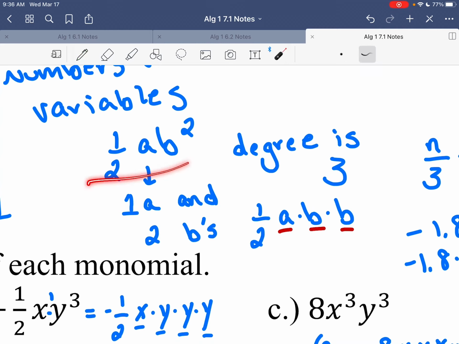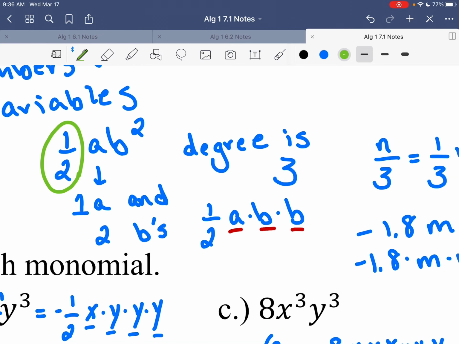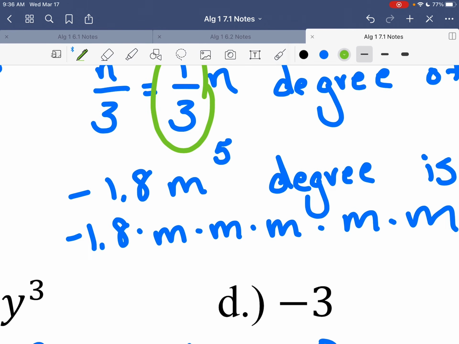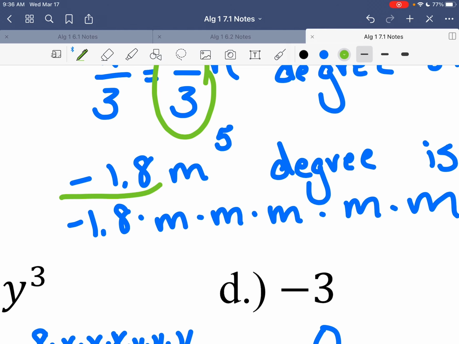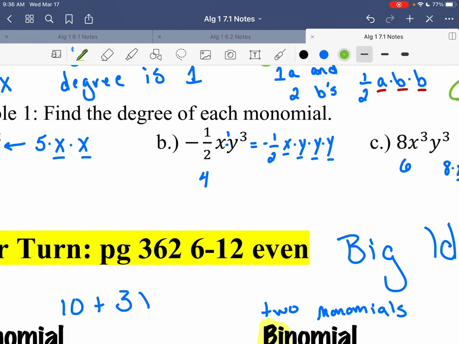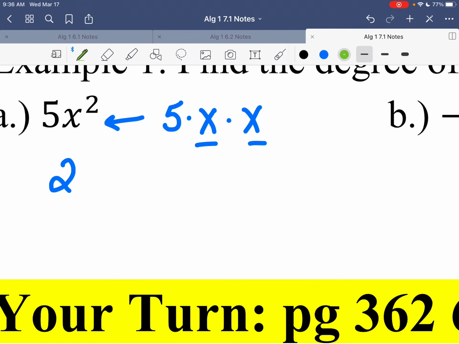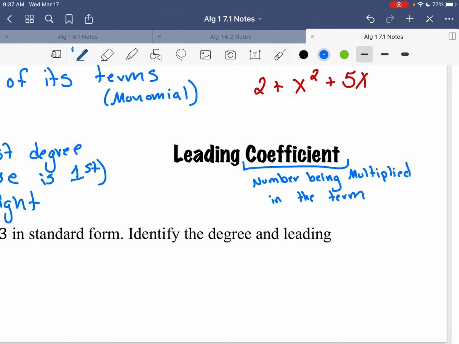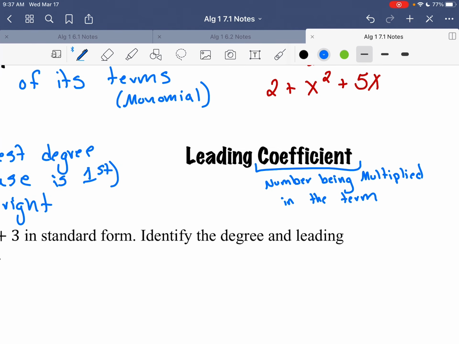And this 1/2 ab squared, the coefficient in that is the 1/2. In this 1/3 n, the coefficient is the 1/3. In this negative 1.8 m to the 5th, the coefficient is negative 1.8. If we're looking at 5x squared, the coefficient is 5. So the leading coefficient is the coefficient of the first term.